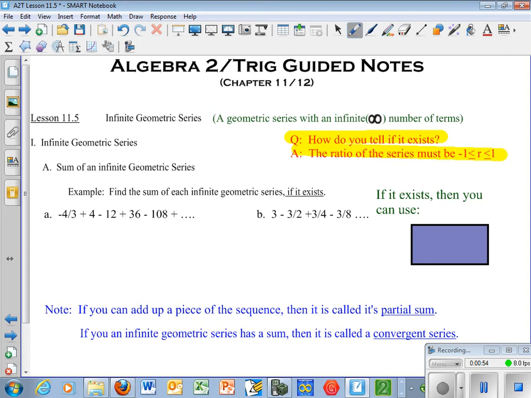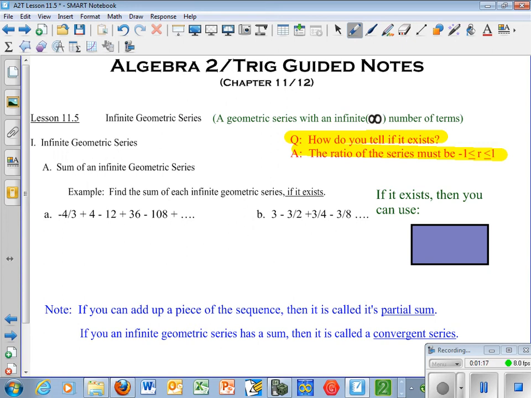If it is smaller than -1, the sum does not exist. If it's bigger than +1, it does not exist. So it could be -1 or 1, but most of the time, if it exists, it's going to be a fraction in between those two integers. That's very, very key, and I have that on the reference sheet.